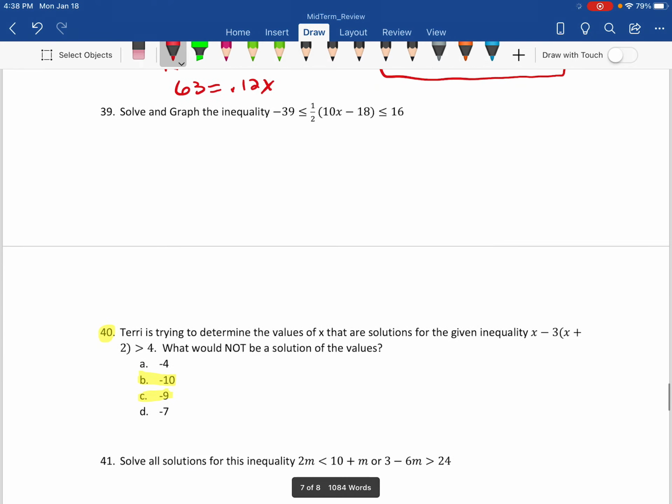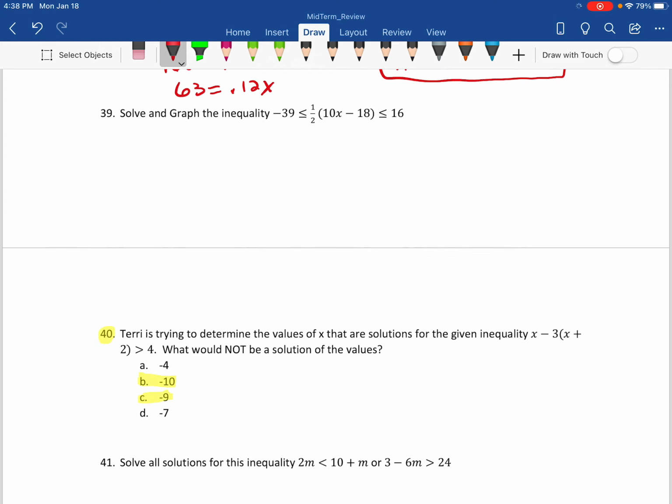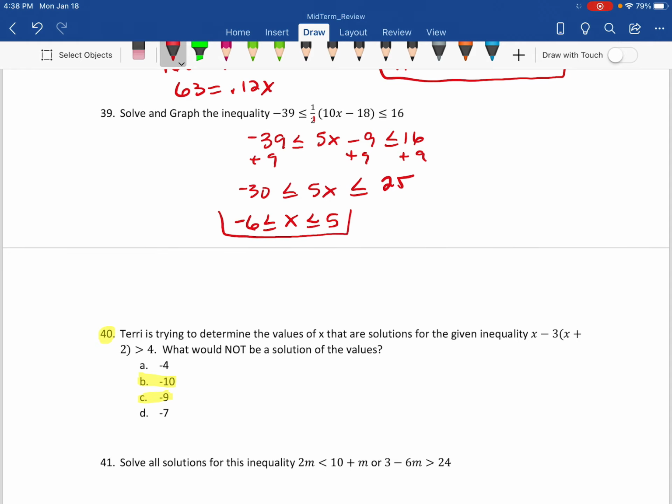All right. Number 40, we're going to solve and we're going to graph this inequality. I notice that both of my terms in my parentheses here are divisible by 2, so I'm going to go ahead and simplify that. So that becomes 39 less than or equal to 5x minus 9 less than or equal to 16. We're going to add 9 to all three sides. So that becomes negative 30 less than or equal to 5x less than or equal to 16 plus 9 gives me 25. We're going to divide by 5, so that gives me negative 6 less than or equal to x less than or equal to 5.